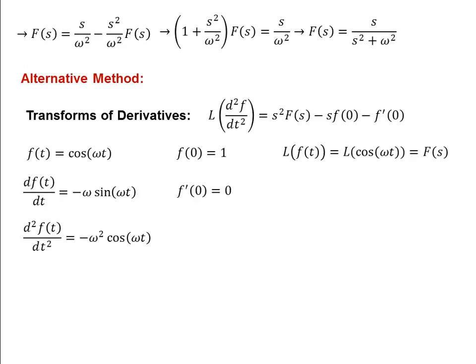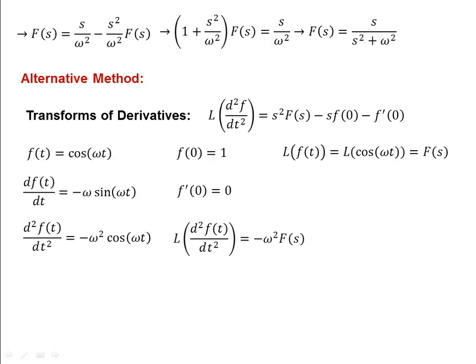If I assume that the Laplace of f(t), which is the Laplace of cosine omega t, is equal to F(s), then by comparing here, I see that the second derivative of f(t) will be equal to minus omega square f(t). Since minus omega square is constant, the Laplace of d square f(t)/dt square will be equal to minus omega square F(s).